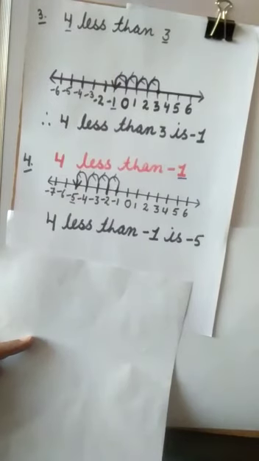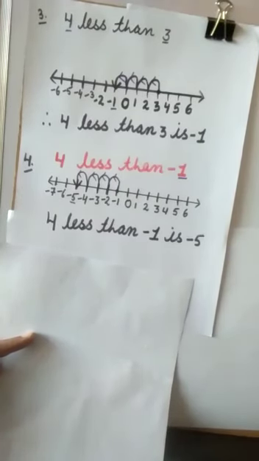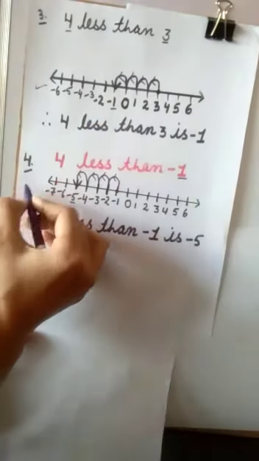So this is the way we come to an integer, how we mark an integer, or how we calculate an integer using more than and less than, again with the help of the number line.